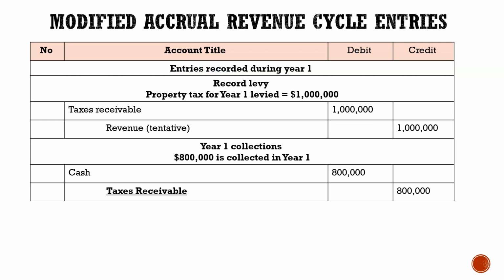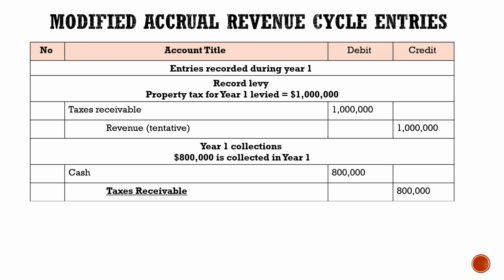The second journal entry, we say, okay, well, we collected $800,000 of that in year one. Well, they said collected, so we just assume we collected it all in cash. Cash meaning paper and coin currency, credit cards, checks, money orders, all of those things are considered to be cash. So we collected cash in $800,000. So we're going to increase our cash by debiting it. We are going to decrease our tax receivable asset by crediting it.